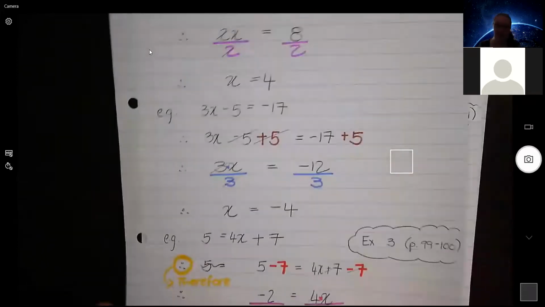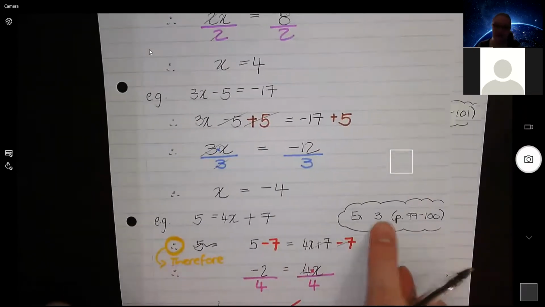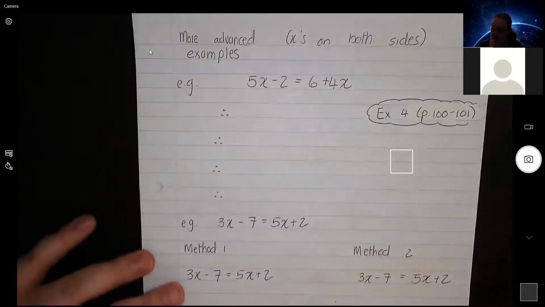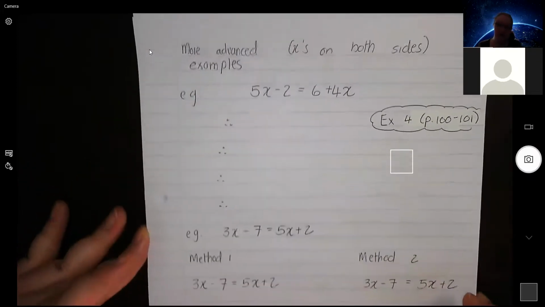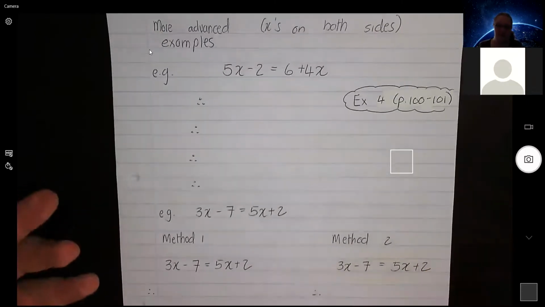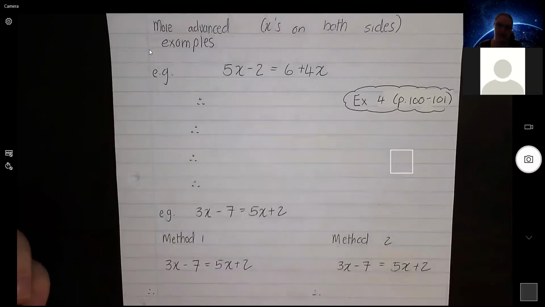By the way, boys, this you can practice on exercise 3, page 99 to 100. And then we're going to do x's on both sides now. Okay. So what if we have an x on both sides? Then what happens? Now, I want you to think of it this way.